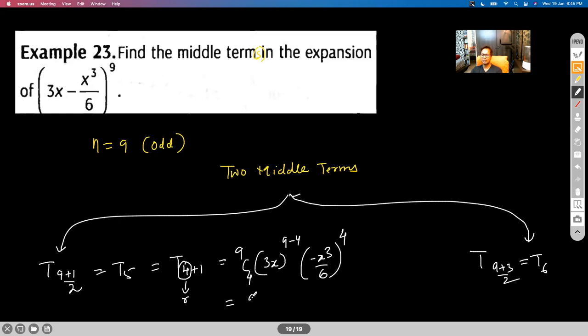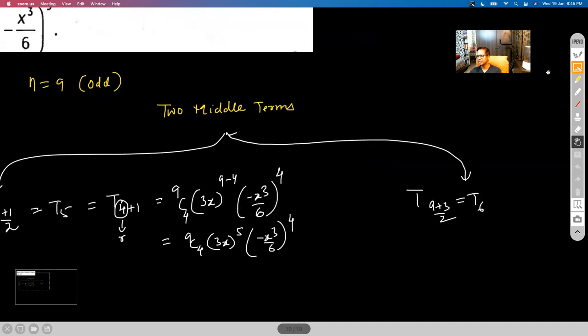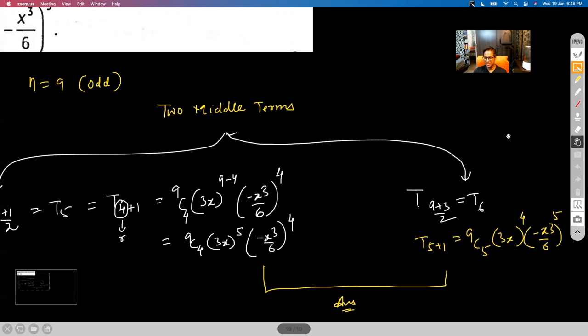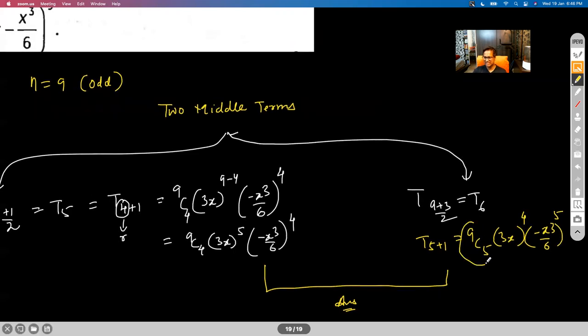So in short, it will become 9C4 (3x)^5 times (minus x cubed by 6)^4. Similarly, t6, which is t(5 plus 1), will be 9C5 (3x)^4 times (minus x cubed by 6)^5. Now, you don't need to expand it, but these two will be your middle terms. Answer. Don't waste time simplifying it. It's fine even if you leave it till here. And you can check yourself that 9C5 and 9C4 will be equal, and they will be the greatest of all binomial coefficients.